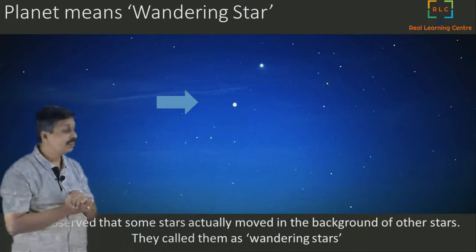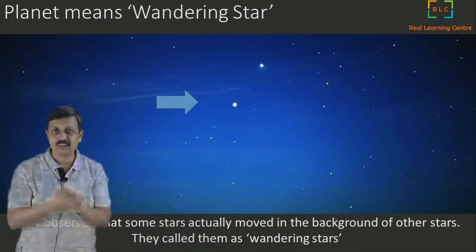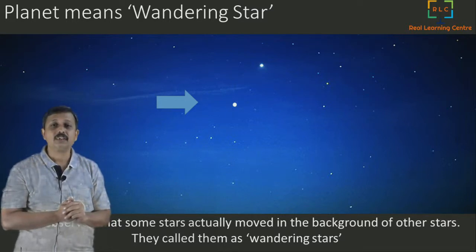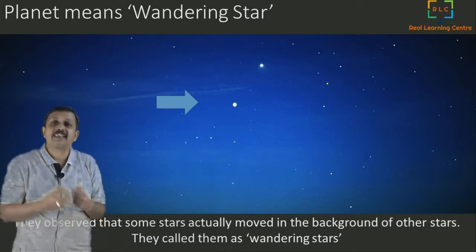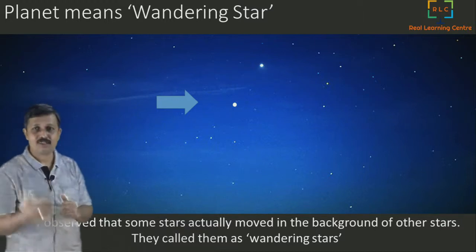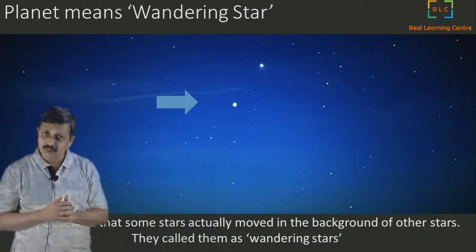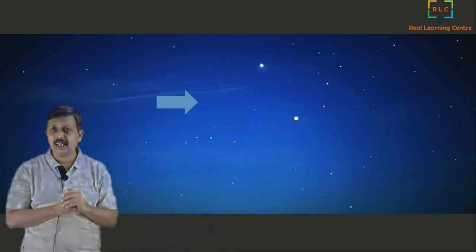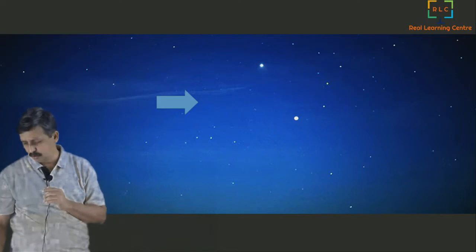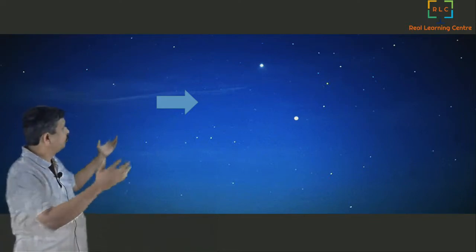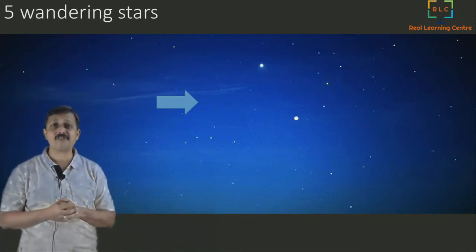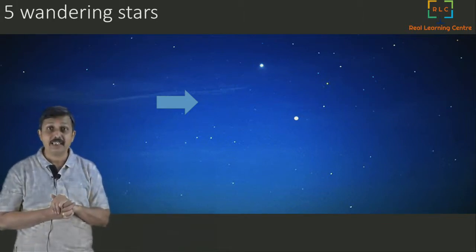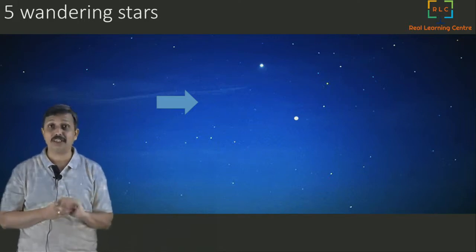And in Greek, the word used for wandering stars is planets. Planets means wandering stars. So that is how the word planet came. It's a wandering star, a moving-around star. The next day it moved a little bit more, and they could see that. And they found out that there are just about 5 such wandering stars. Out of the thousands and thousands of stars they were able to see in the sky, only 5 of them are wandering stars. They called them planets, and they named them.